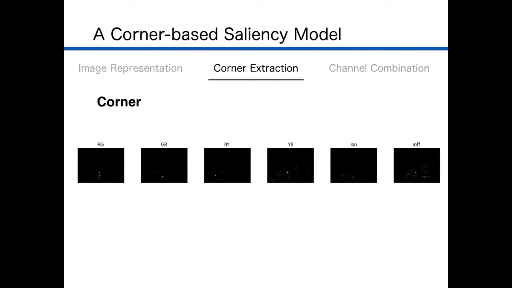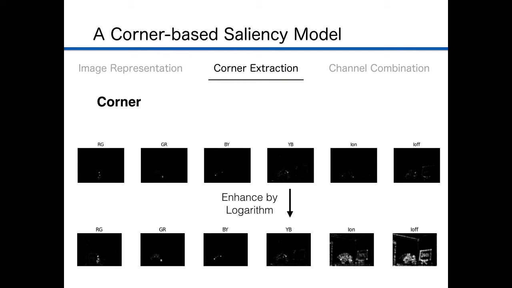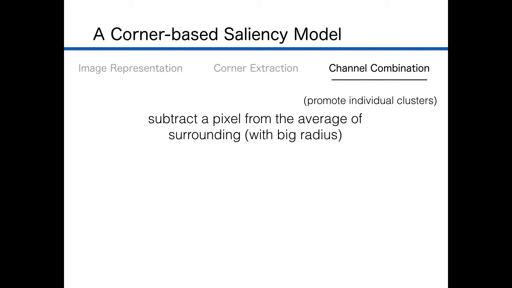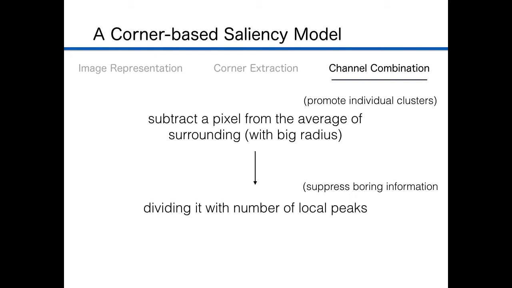Corner feature maps are very sparse. We can enhance them with a logarithm function. Then, in the last stage, we promote individual clusters by subtracting each pixel from the average of its surroundings. Then, we suppress sprawling information by dividing by the number of local peaks. Finally, we combine each channel together.